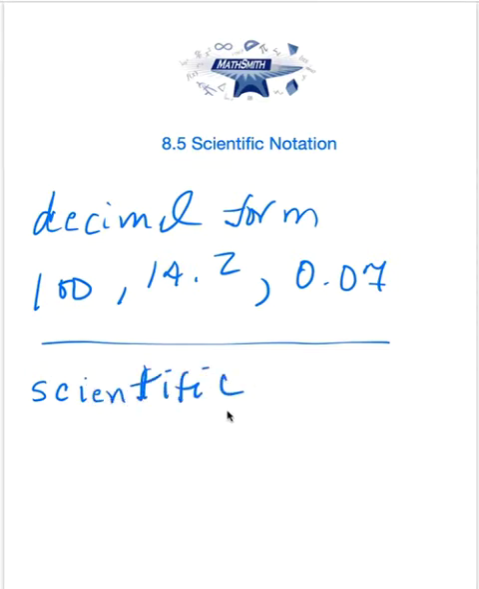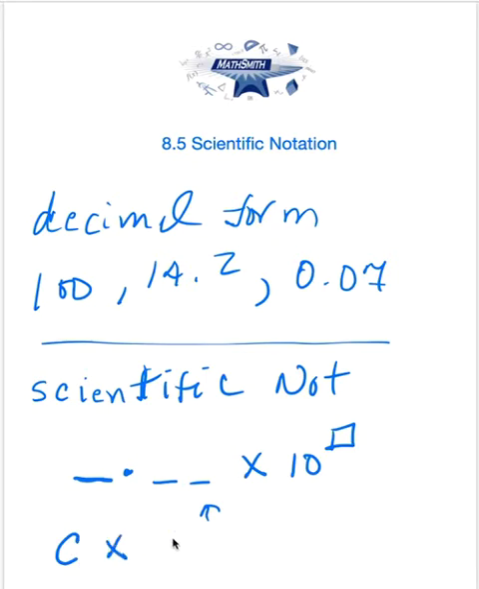And basically, the format is this. You're going to have some number that has one digit to the left of the decimal, and then it might have a few other decimal places here. It depends on how far you want to carry the decimal. And it's going to be times 10 to some exponent. The way that they have it in the definition, they say that a number is written in scientific notation if it is of the form C times 10 to the nth power. So that can be any exponent, a positive exponent or a negative exponent.